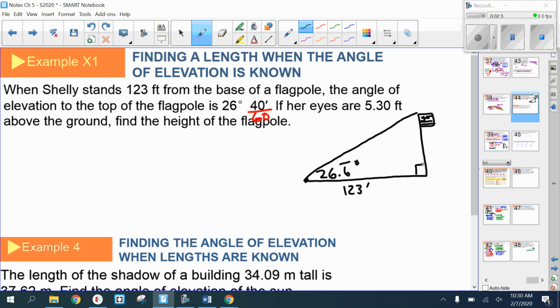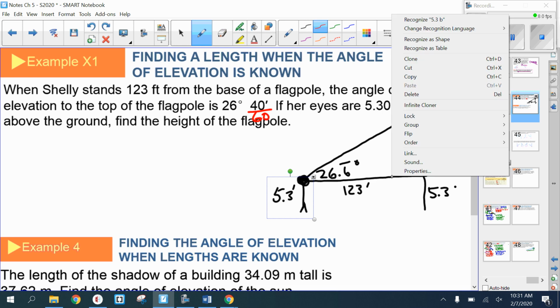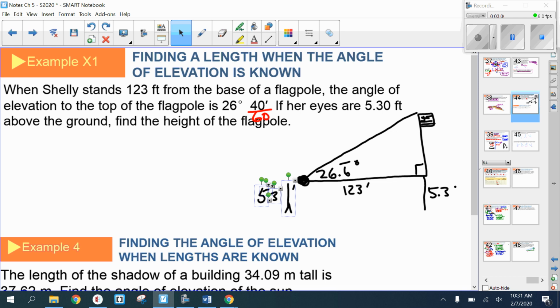That's going to be a right angle, so we've got a right triangle. Now the 5.3 feet. If her eyes are 5.3 feet above the ground, find the height of the flagpole. Shelley is standing here, but really this is where her head is, because that's where her eyes are. She's 5.3 feet above the ground, so you'd have to add that on. Over here is 5.3 feet. Oh no, I just decapitated poor Shelley.